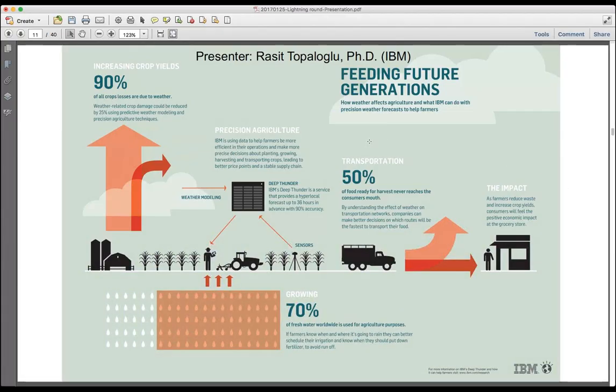Hi, everyone. This is Rashid Topologlu from IBM. I'm in Fishkill, New York, USA.